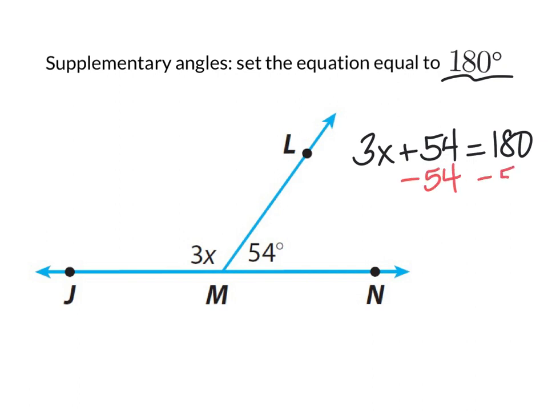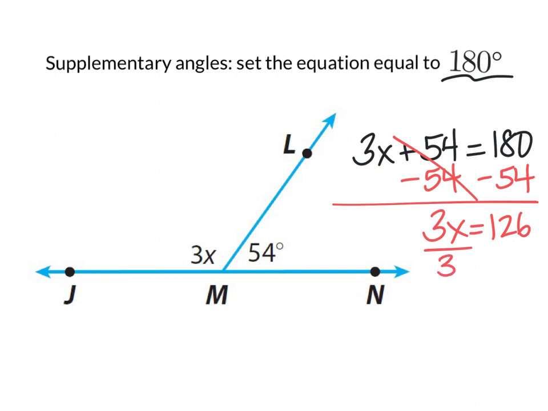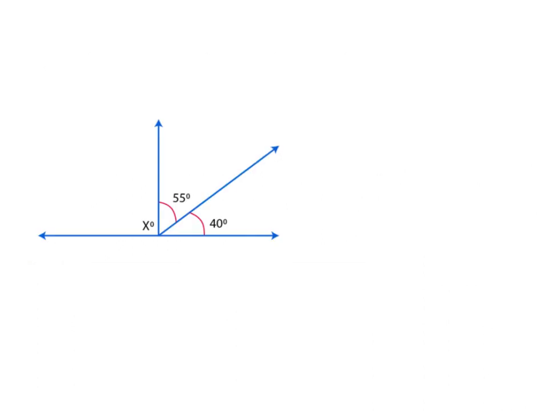I'm going to subtract 54 from each side. That will cancel out. I'm left with 3x equals 126. I need to divide by 3, and x equals 42. Okay. So again, I could check by substituting in that value to make sure I'm correct.